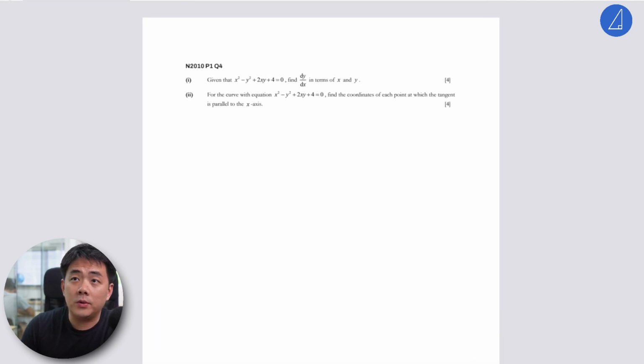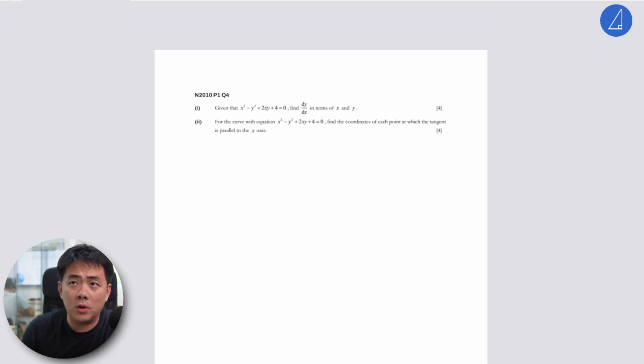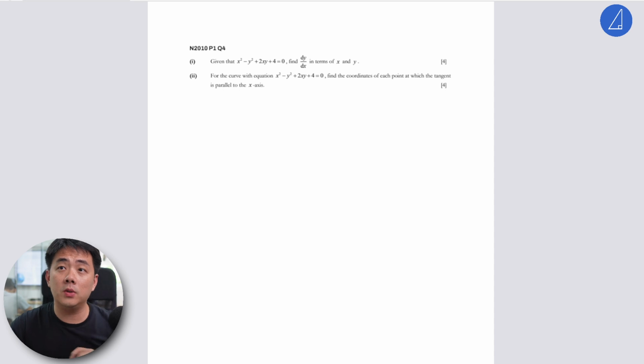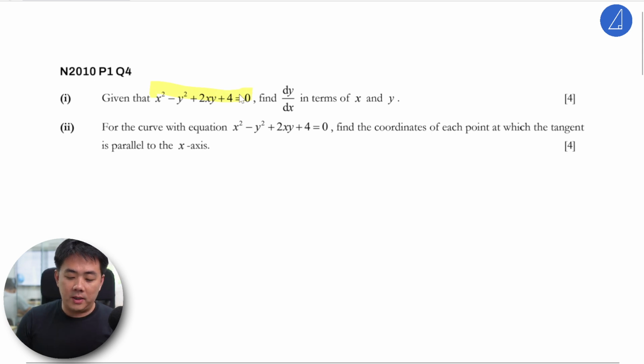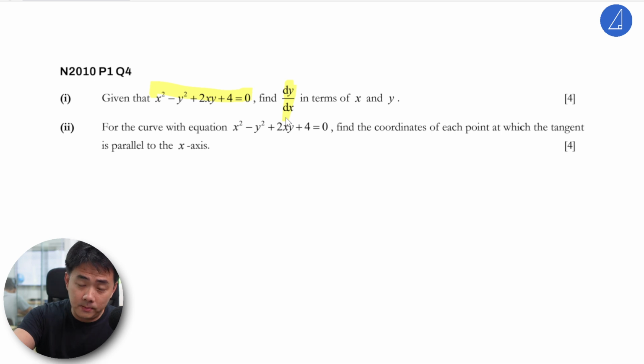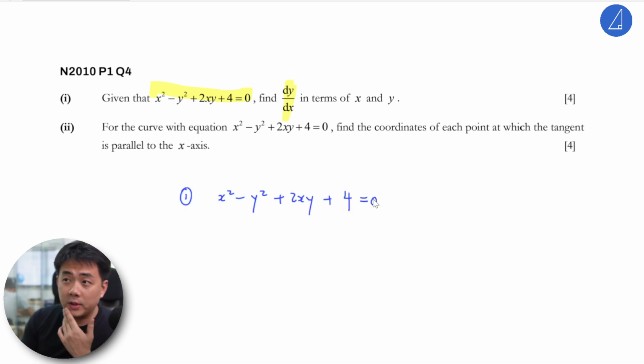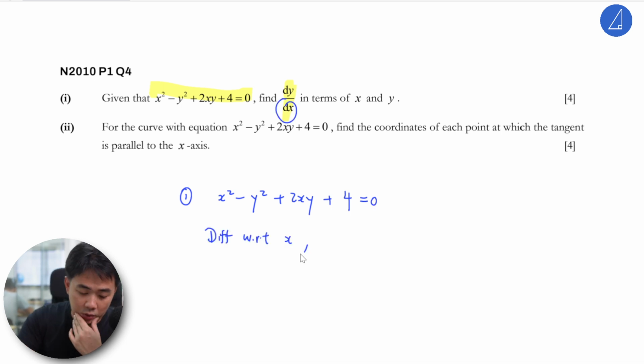So let's look at this question here, which was taken from the year 2010, paper 1, question 4 of the A-level H2 math paper. Given that x squared minus y squared plus 2xy plus 4 is equal to 0, find dy/dx. I think we're just going to use implicit differentiation. In this case, we're just going to differentiate with respect to x because we want to find dy/dx, right? So shouldn't be an issue.